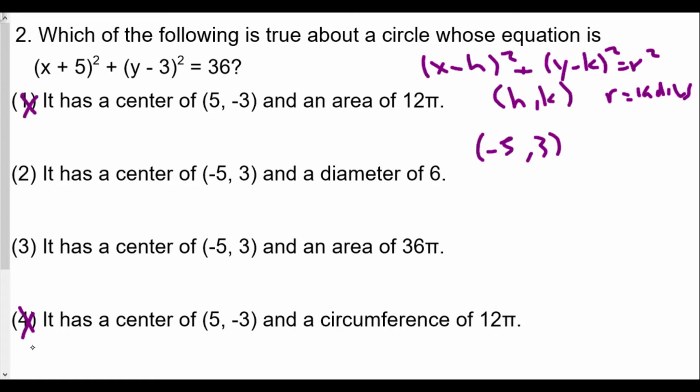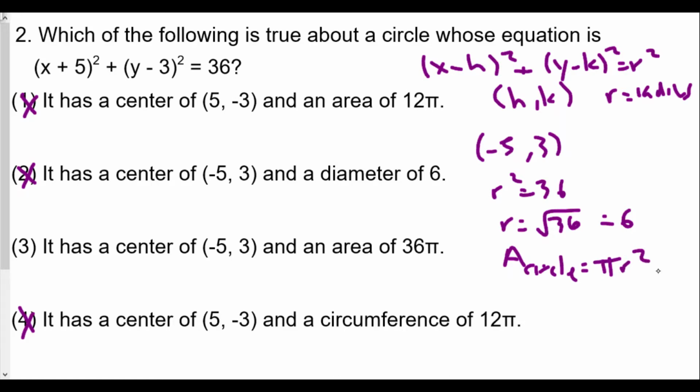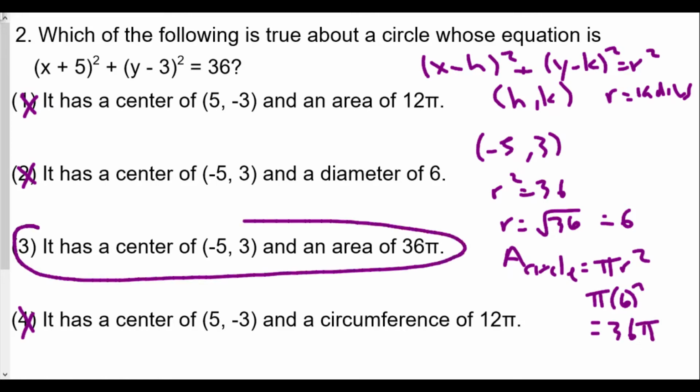Now, r² is equal to 36, which means our radius has to be the square root of 36, or 6. A diameter is double that, so it can't be choice 2. And from what we learned before, the area of a circle is equal to pi times r², the radius squared. So pi times 6² equals 36π. And that's why choice 3 is the correct answer: a center of (−5, 3) and an area of 36π.